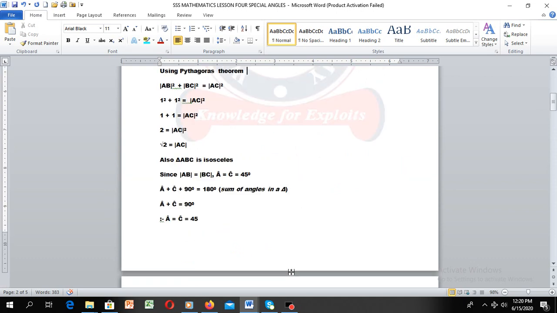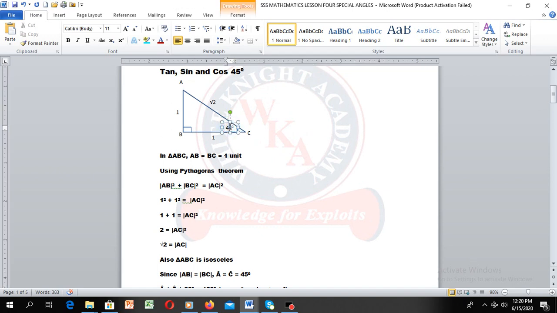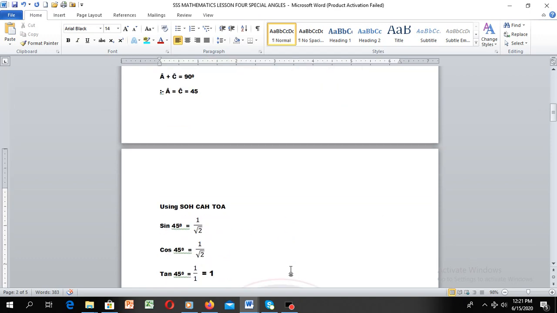And also, cos 45. Cosine is adjacent over hypotenuse. So cos 45 degrees will be equal to the adjacent side, which is equal to 1 unit, over the hypotenuse, which is equal to square root of 2. So that means that cos 45 also will be equal to 1 over root 2. And you should be able to observe that the value of sine 45 degrees is equal to the value of cos 45 degrees. They have equal value.